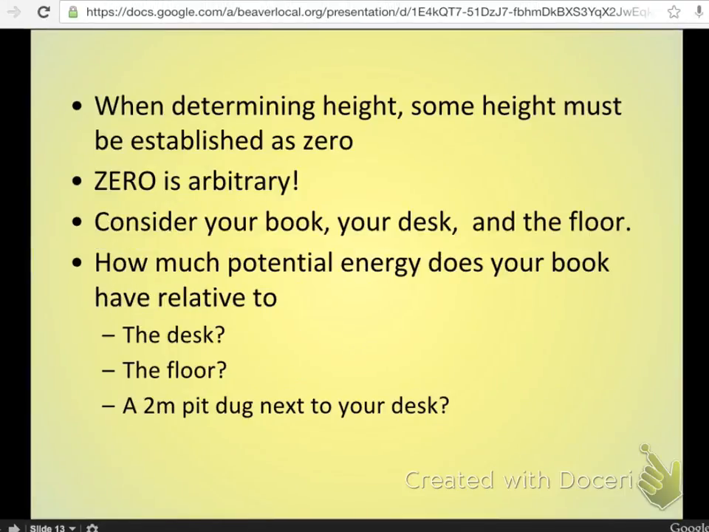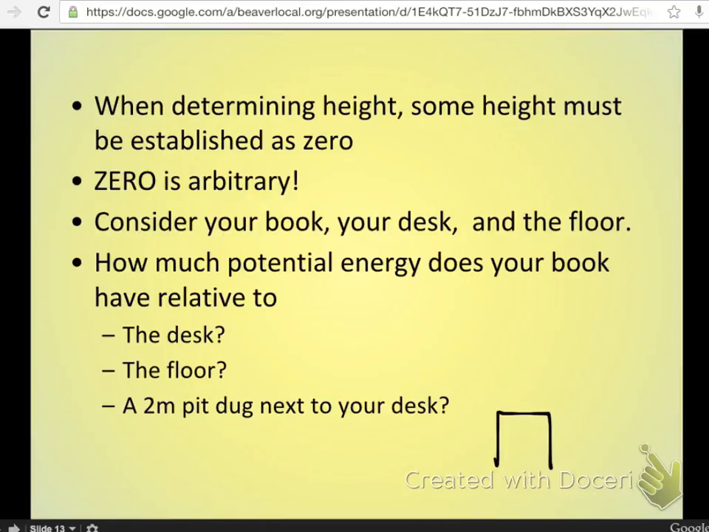There is some zero height, and you make it up. Remember how we say sign is arbitrary sometimes? In the case of gravitational potential energy, your 0 point is arbitrary, in essence. That's what we're going to explore.